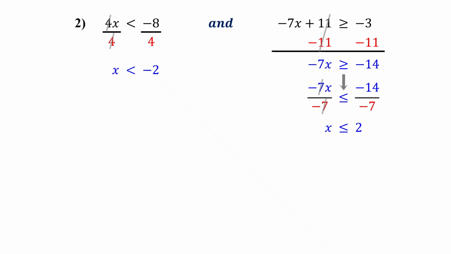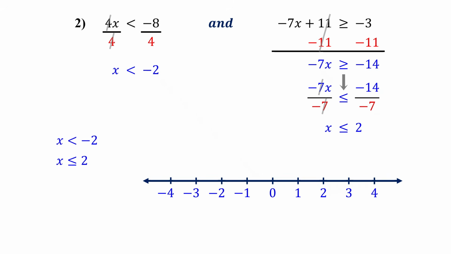Now that we've solved both inequalities, the next step is to graph their solutions on a number line. For x is less than -2, mark an open circle at -2 to show it's not included. Then shade to the left to show all the numbers smaller than -2. For x is less than or equal to 2, mark a closed circle at 2 to show it is included. Then shade to the left to show all the numbers smaller than 2. Now look at that, both graphs shade in the same direction.